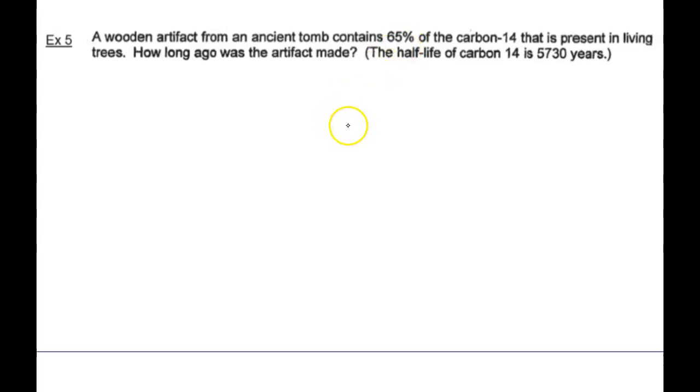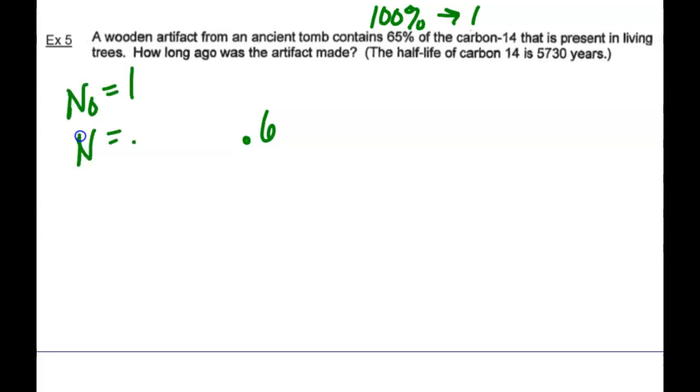So if it helps you, this is what they do. Well, I'm going to do it this way. 100%, yeah, 100% would be 1 as a decimal and 65% would be 0.65. So I'm going to use that the original was all of it, and we're down to 0.65. Okay, then what? What is our rate we're talking about in this problem? It's a half-life, okay? So our rate is 1/2 or 0.5.